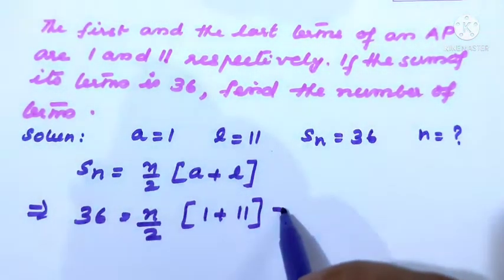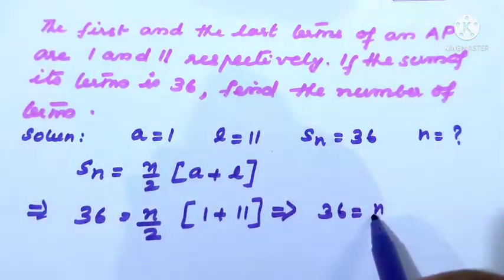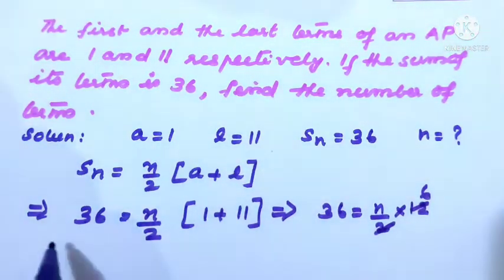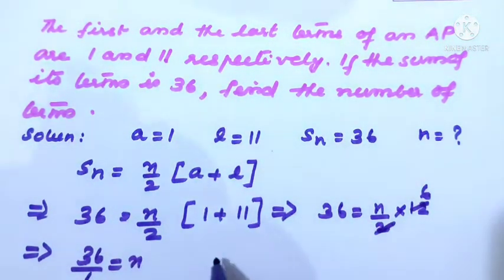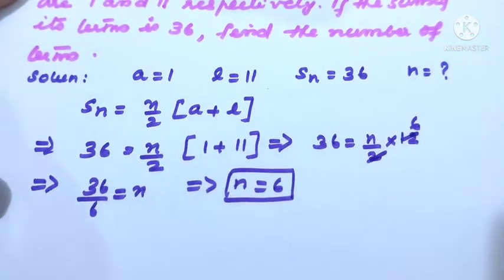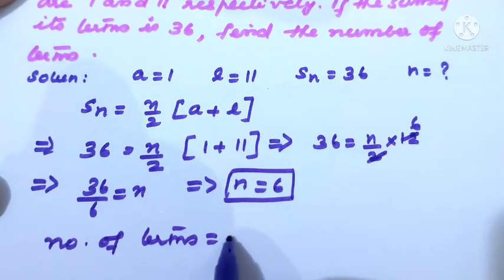So implies 36 equal to n by 2 into 12. It is 6 only. So 36 by 6 equal to n, implies n equal to 6. Therefore, the number of terms is equal to 6.